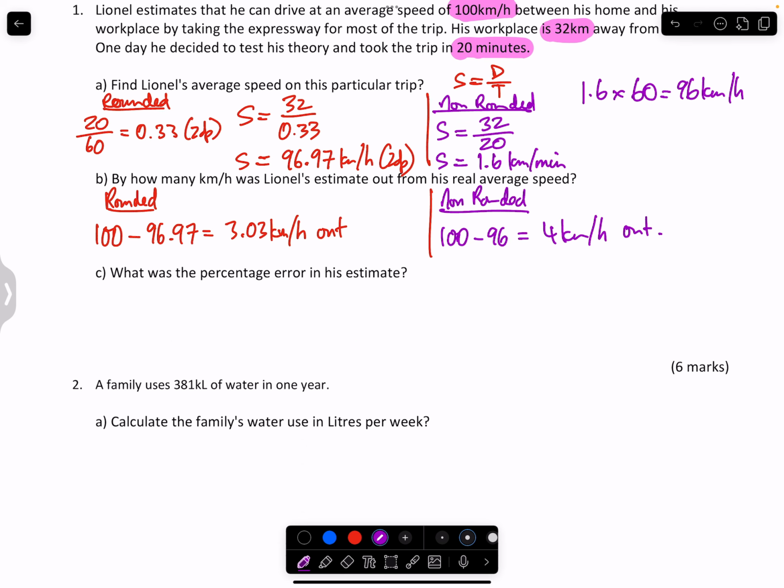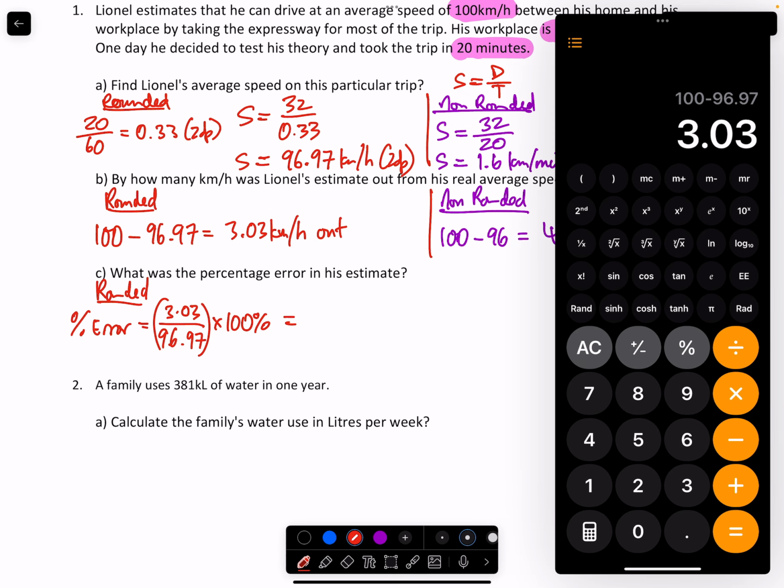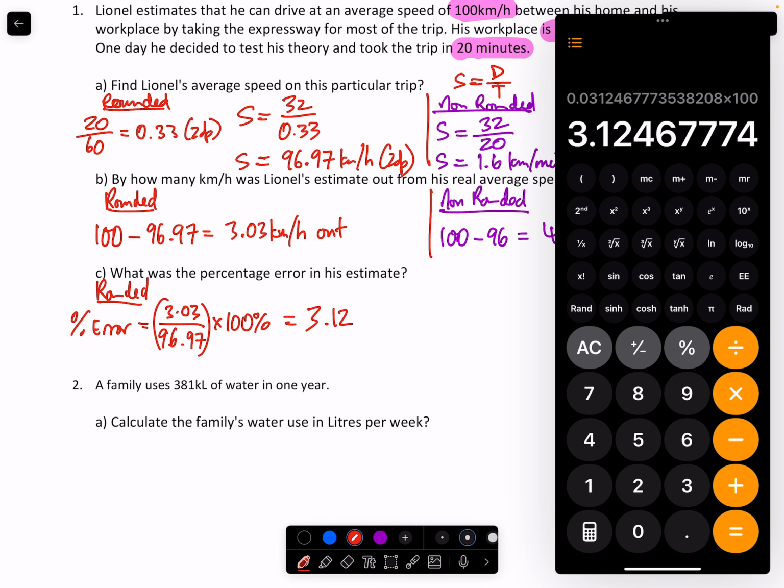I'll take both. What was the percentage error in the estimate? Rounded, percentage error equals the absolute error, 3.03, divided by the actual speed, which was 96.97, times that by 100, add a percent sign on the end. That's going to give you 3.03 divided by 96.97 times the answer by 100. Put a percent sign there. So 3.12% to 2 decimal points.